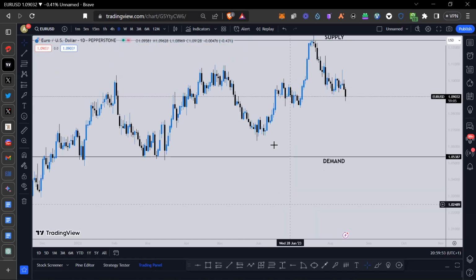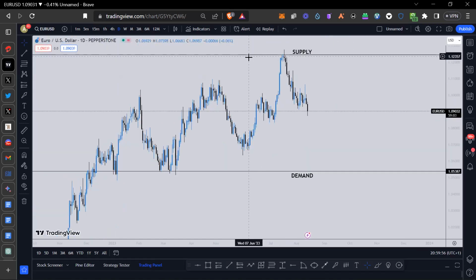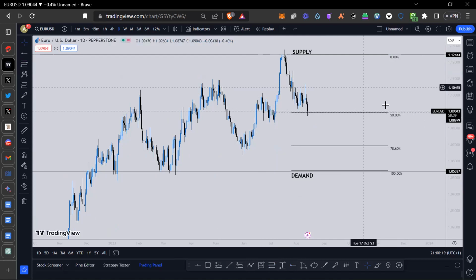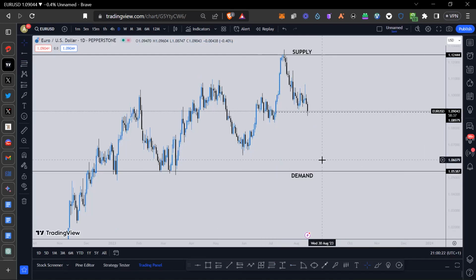So let's go back to the chart now. You have determined that this is the range high and this is the range low. All you have to do is use your Fibonacci tool now, taking it from 100% to 0%. You can use another tool like this one to mark this out. So basically, what you have done is you have marked out the range high, the mid range, and the range low.